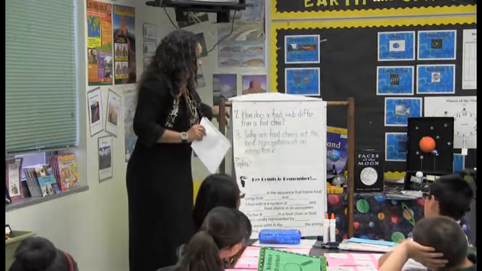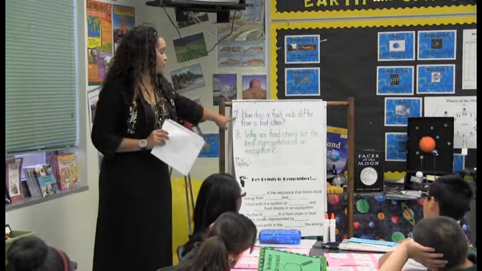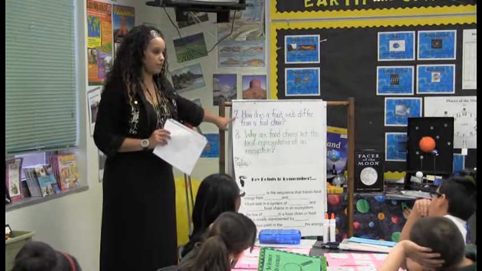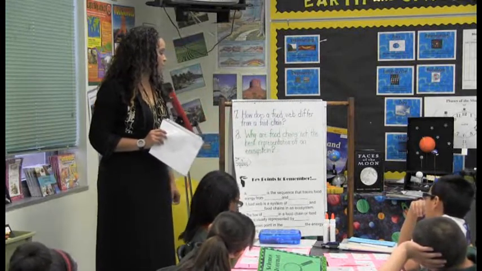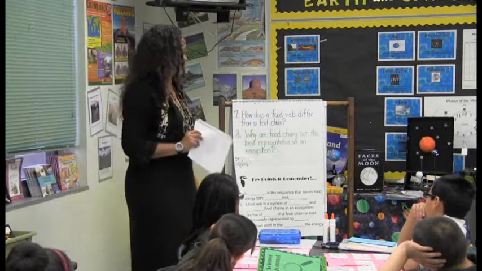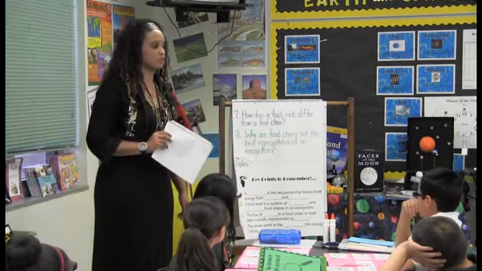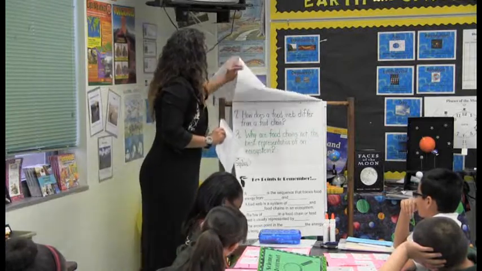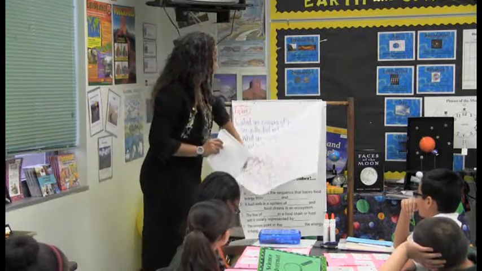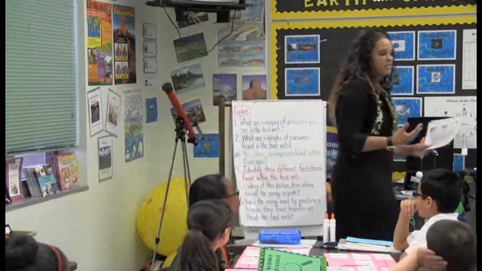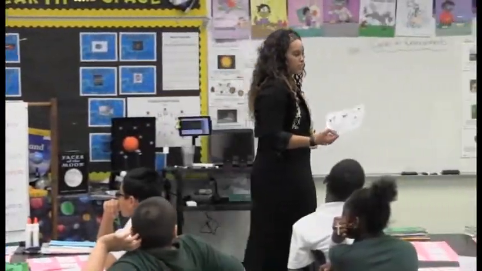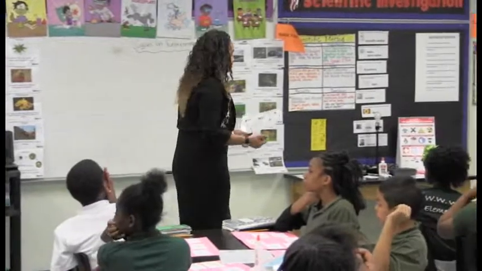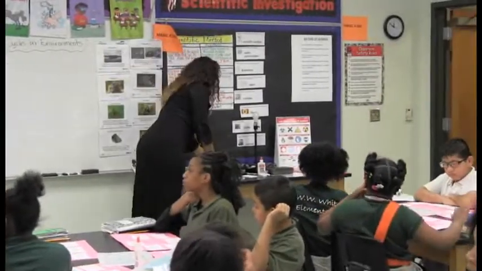Question 7, how does a food web differ from a food chain? And 8, why are food chains not the best representation of an ecosystem? So those are the questions that we're going to share out about. I'm going to give you about 30 seconds to a minute to discuss the questions and be prepared to share out. So I'm passing them out.